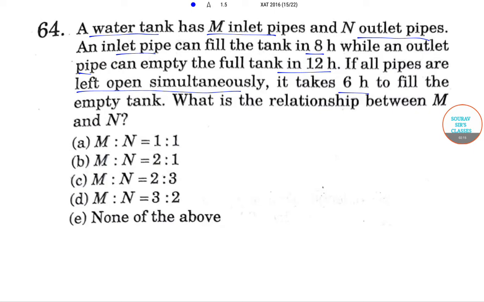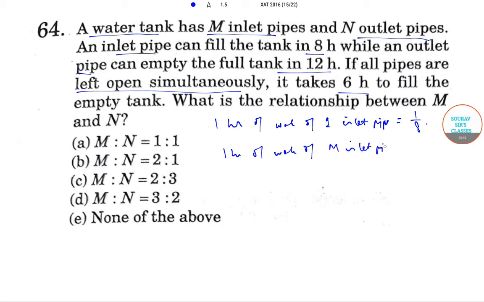Now, 1 hour of work of one inlet pipe is equal to 1 by 8. So 1 hour of work of M inlet pipes is equal to M by 8. Similarly, 1 hour of work of one outlet pipe equals 1 by 12.